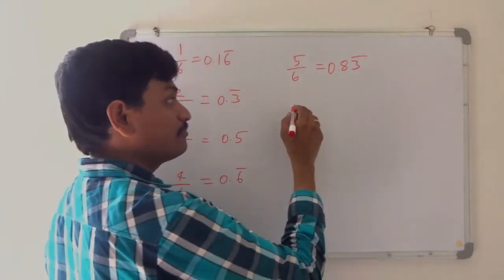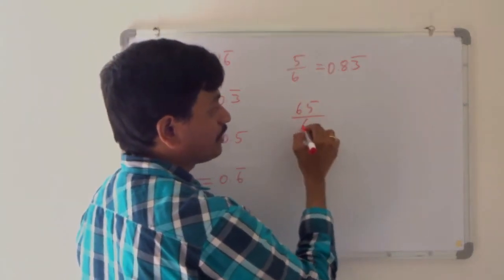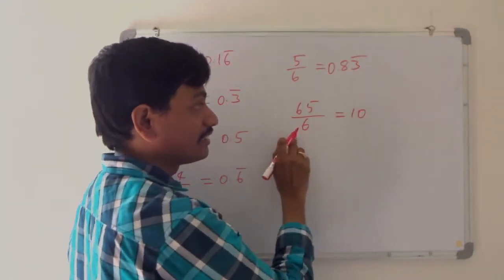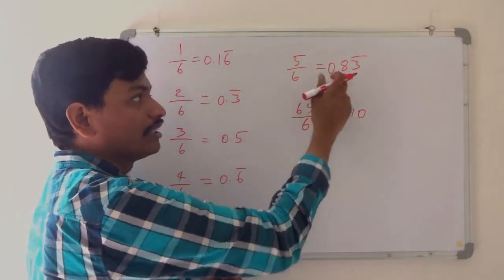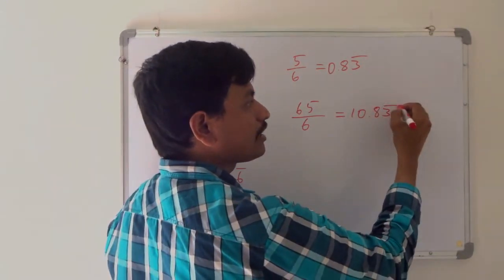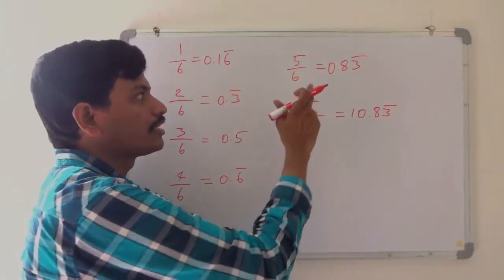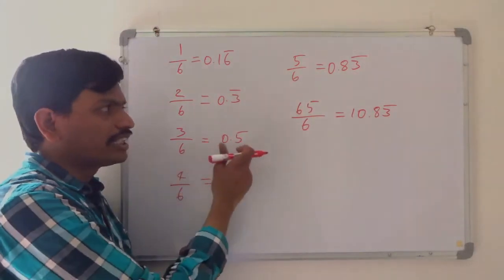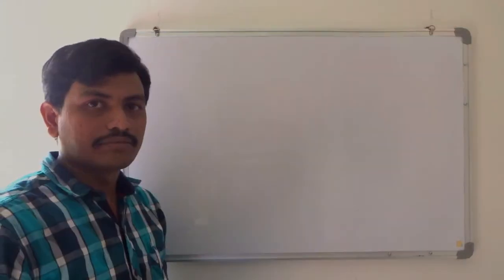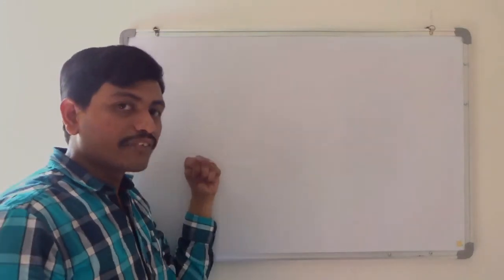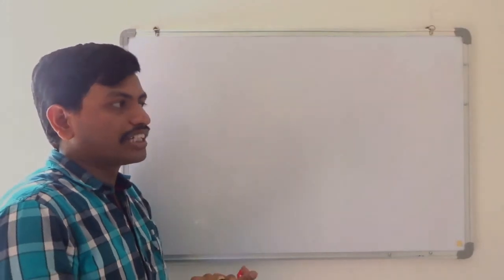Suppose any number, say I am taking 65 divided by 6. 6 tens are 60 and what's the remainder? 5. 0.83 bar. Like this we can find. If the remainder is 1, we take 0.16 bar. If the remainder is suppose 3, we take 0.5, like this. We have seen divide by 6. There is no greater tip.